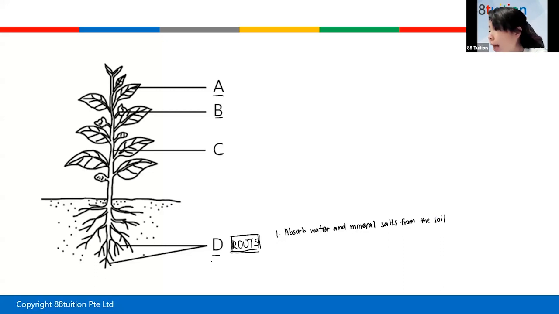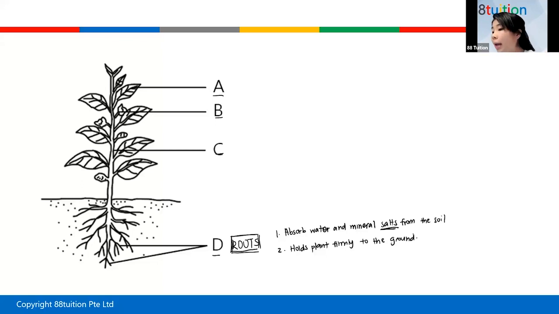Min Yi just now told us that the roots absorb water and mineral salts. Please remember mineral salts. It's not just minerals, it's mineral salts from the soil. You need to tell me from where. So from the soil. Min Yi, what is the second function of the roots? It holds the plant firmly to the ground. I was supposed to ask Min Yi, but okay, thank you, Chen Xin. So the second function is it holds the plant firmly to the ground. Very good. These are the two functions of the roots that you need to know.